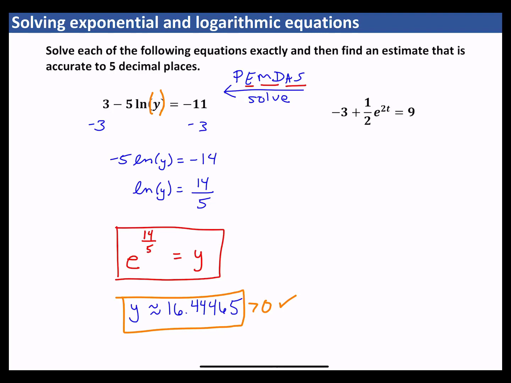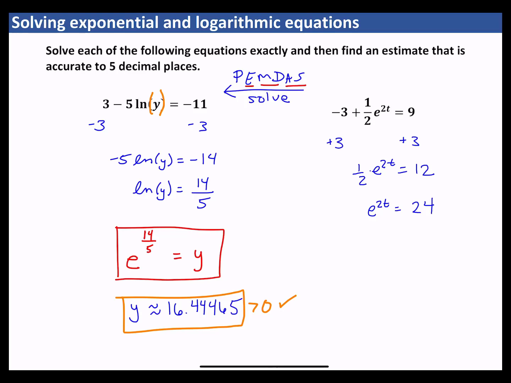Negative 3 plus 1/2 e raised to the 2t equals 9. Again, we're solving, so we'll undo addition or subtraction first. So we see this negative 3. We're going to reverse that process by adding 3 to both sides. We have 1/2 e to the 2t equals 12. Then we will reverse this multiplication of a half by multiplying both sides by 2. So we'll have e to the 2t equals 24.